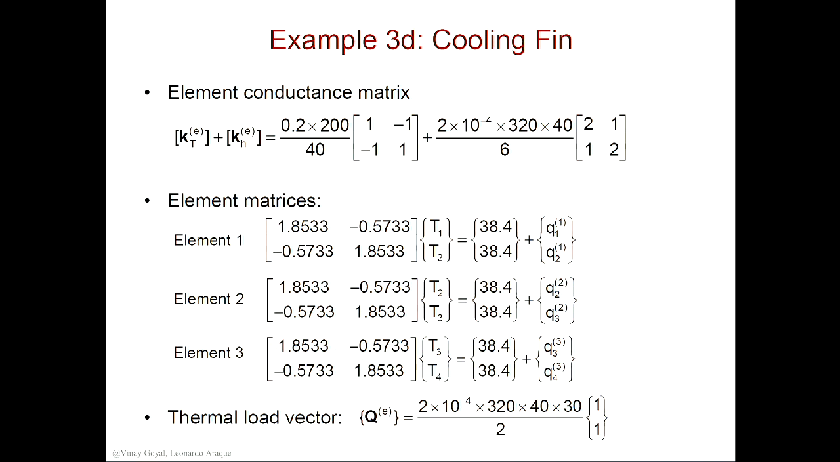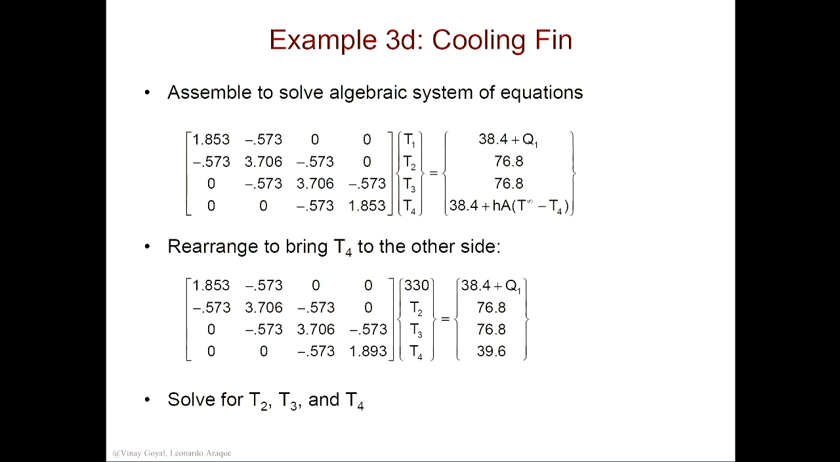So just get every element's values, get the thermal load vector. If you calculate this, I think you'll get 38.4. Assemble it, but I have a problem. Because in node T4, not only do I have the 38.4, but I also have that end exposed to convection. So again, I have to put HA times T infinity minus T4. T4 shows up in both ends. And also T1 is 330. So you have to bring this to the other side somehow, right? Arrange it, and then solve for T2, T3, and T4.